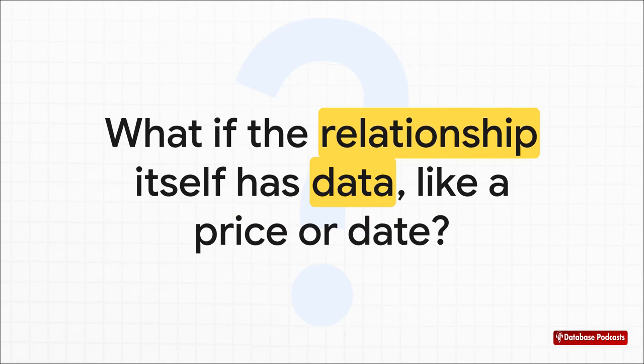Okay, great. That handles the link. But what happens when the relationship itself has its own data? Let's say a company gets quotes for a part from many suppliers, and a supplier quotes prices on many parts. What about the price? Where does that go? The price isn't really a property of the part, and it's not a property of the company. It belongs to the specific quotation between them.